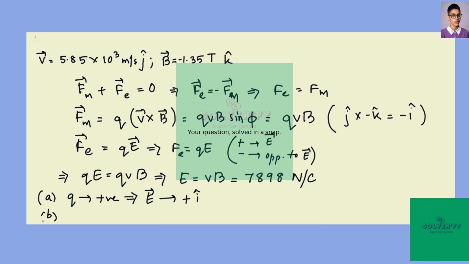Now for part B, Q is negative. So for the force to be along plus I, the positive x-axis, the electric field should be opposite to the x-axis. So this is negative I cap.